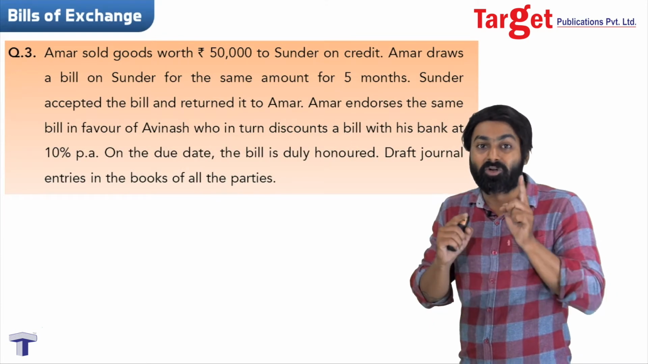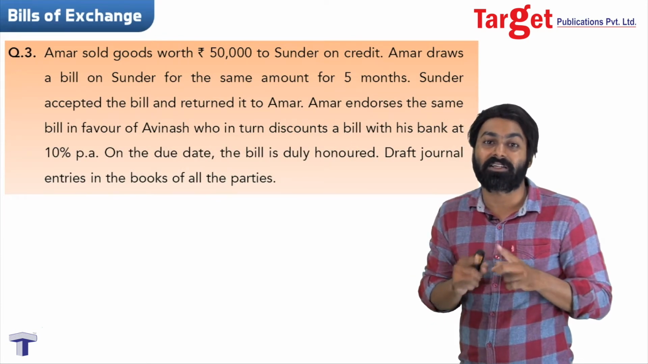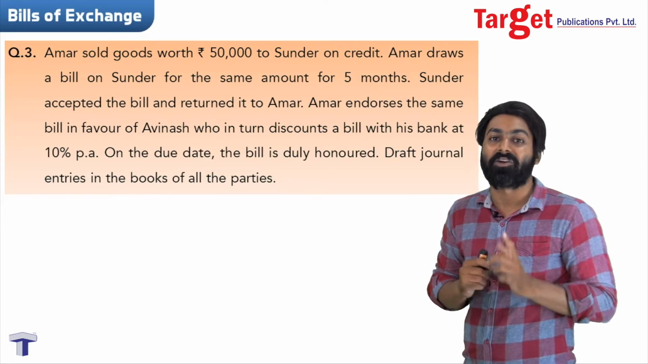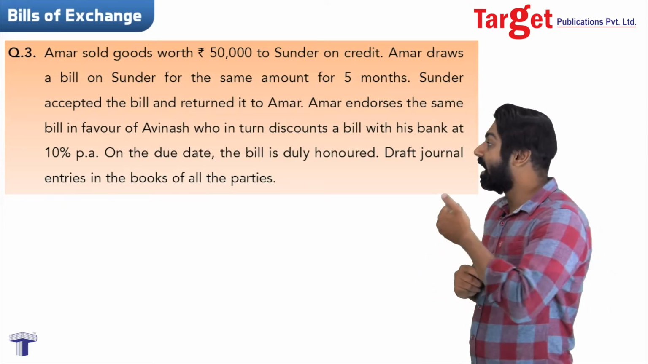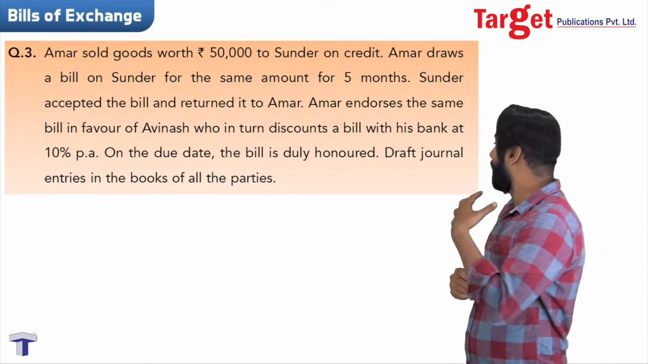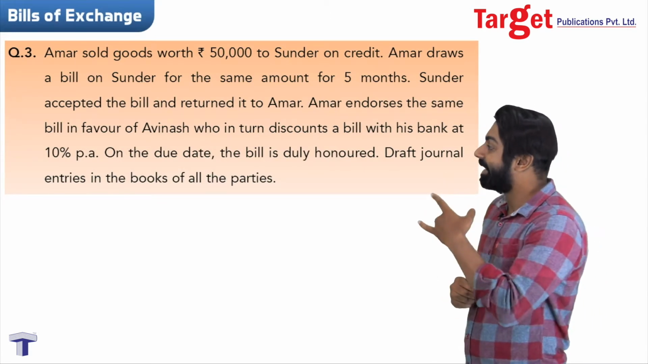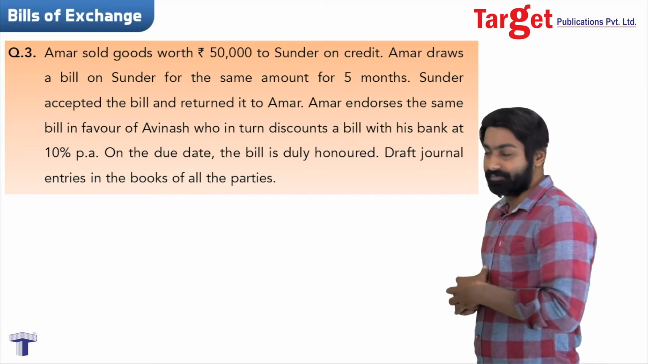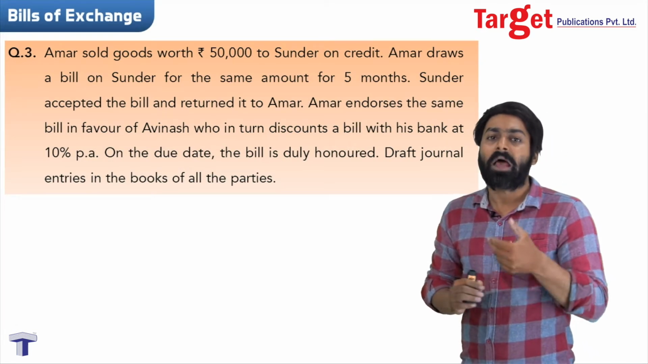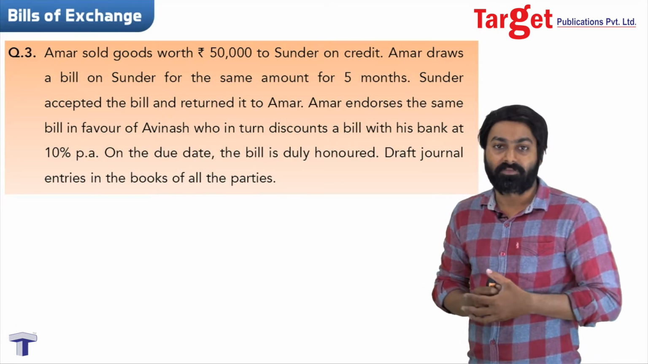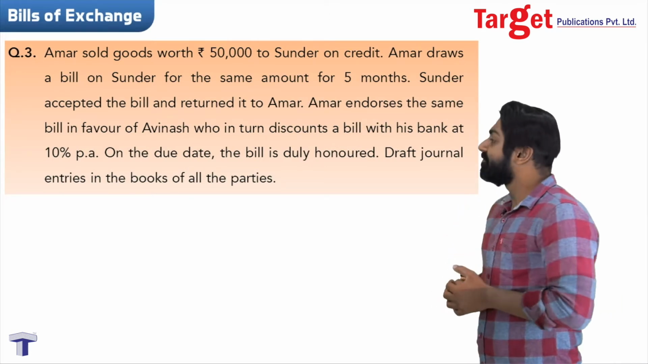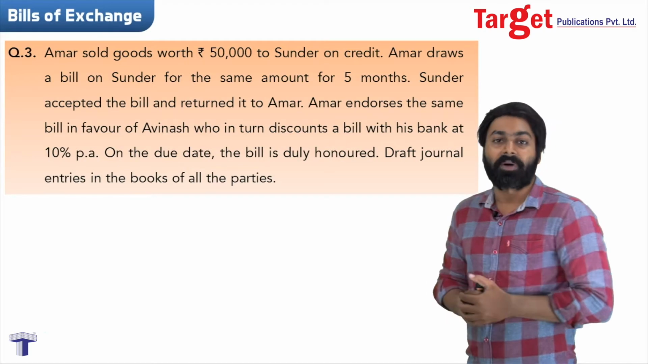So here the drawer is not discounting the bill. The drawer is endorsing the bill. And who is discounting that bill? Avinash. At what percentage with his bank? At 10%. On the due date, the bill is duly honored. That means the bill is paid on the due date. On maturity date, the bill is honored. Draft journal entries in the books of all the parties.